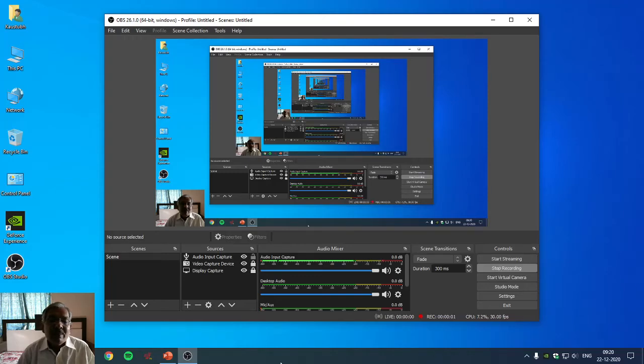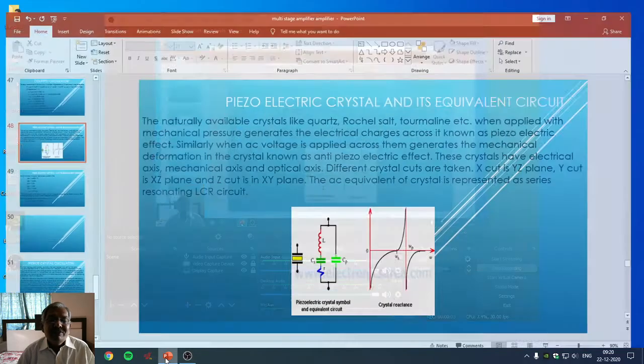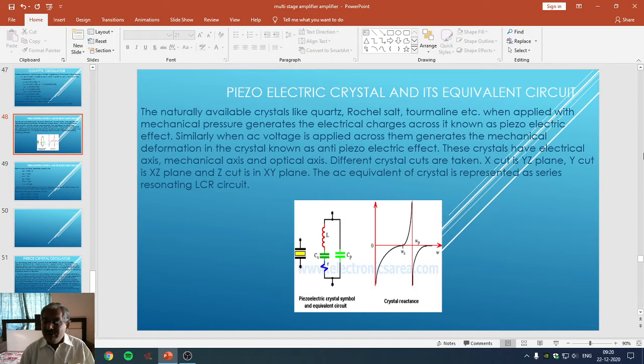Student friends, in yesterday's lecture we studied the Colpitts oscillator, which is one of the radio frequency oscillators containing an LC tank circuit. At resonance, by satisfying the Barkhausen criteria, the maximum frequency is going to be generated in the form of a sine wave.